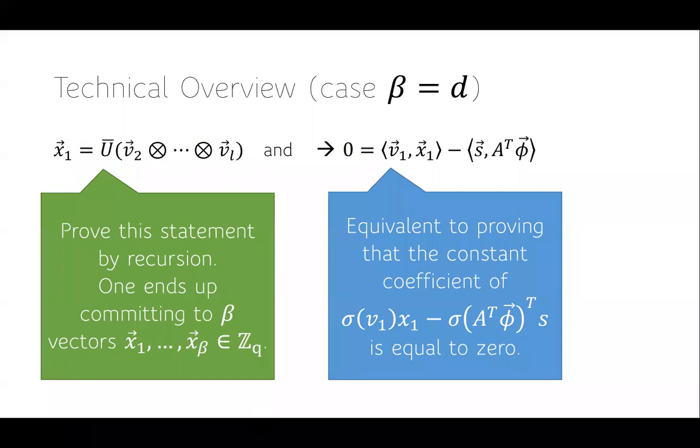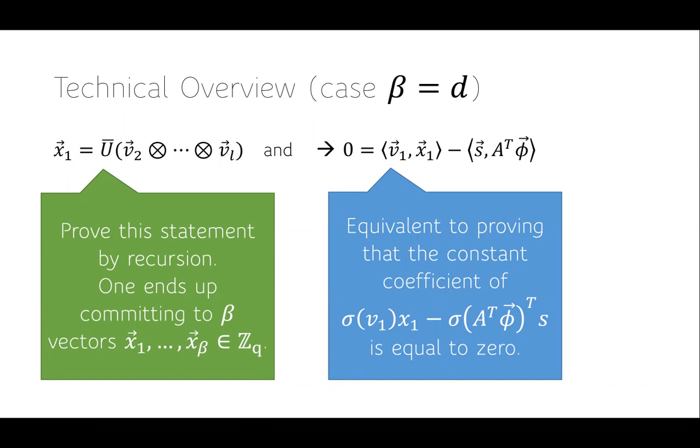Okay, but for the first one, well, it still looks complicated. However, it's kind of a very, very similar statement to what we actually started from. And we can use the same idea by recursion. So now I had some x1, but later on I will get the x2, x3 up to x theta. It's a typo, but each of them has length d.